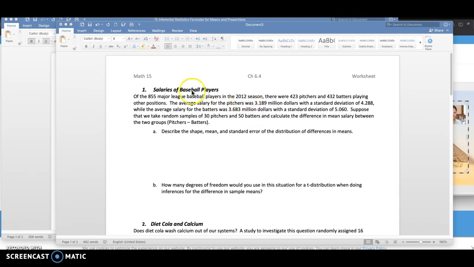So in the 2012 season, there were 855 Major League Baseball players. That season, there are 423 pitchers, 432 batters, and other positions. The average salary for pitchers was 3.189 and the standard deviation of 4.288. The average salary for all the batters was 3.683, standard deviation of 5.060. And suppose we take random samples of 30 pitchers and 50 batters at a time, calculate the difference in mean salary between the two groups, and we'll take pitchers minus batters.